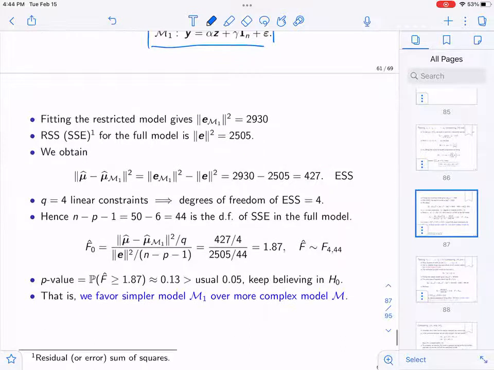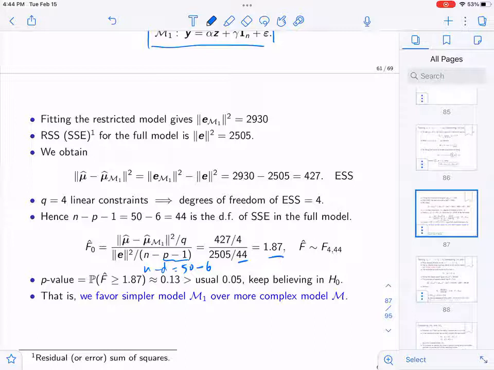So I'm going to divide this by its degrees of freedom, which is 4. That's Q. And this one, divided by its degrees of freedom, which should be N minus D, which is 50 minus... there were 6 parameters. There's no intercept, so that would be 44. So this divided by that, I get 1.87.